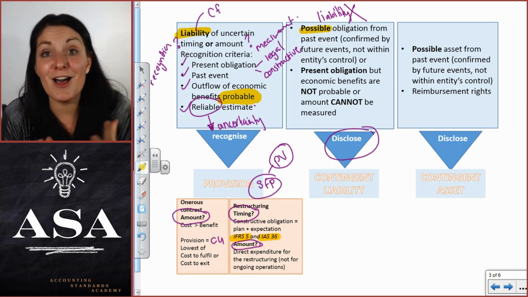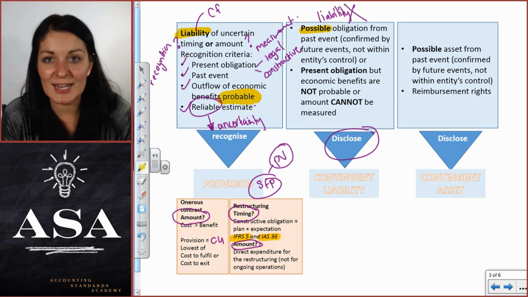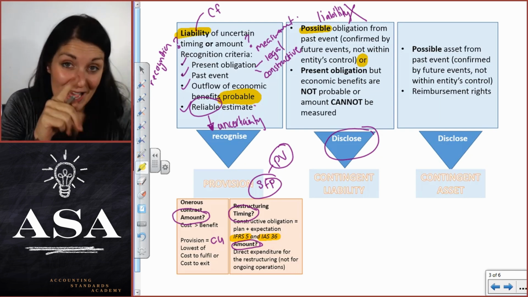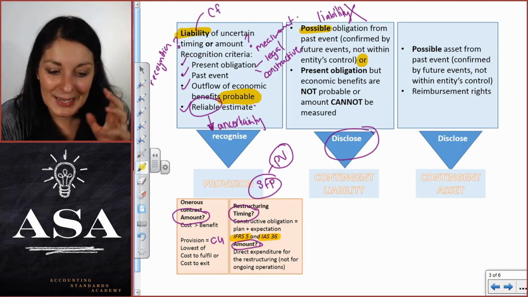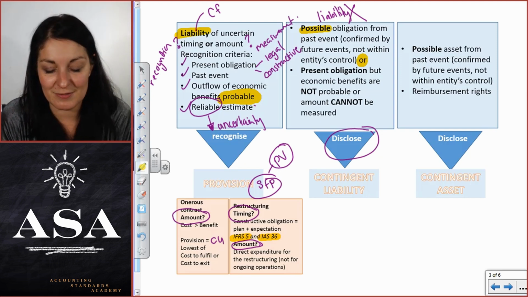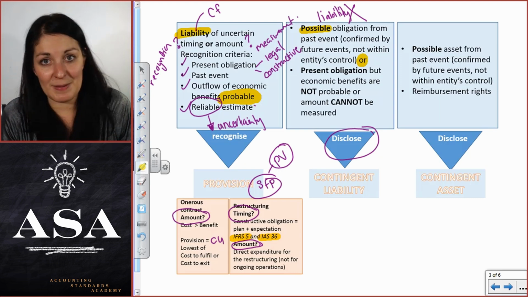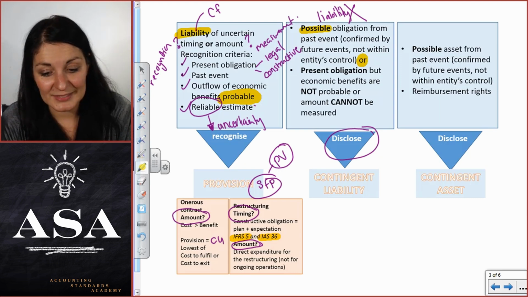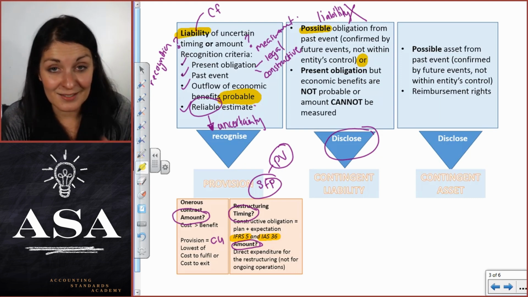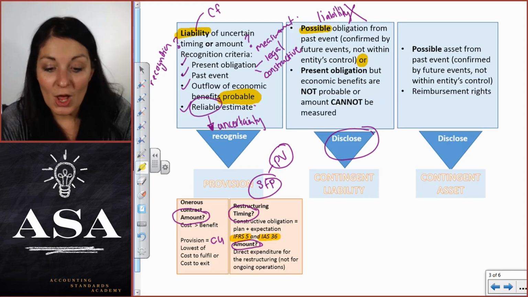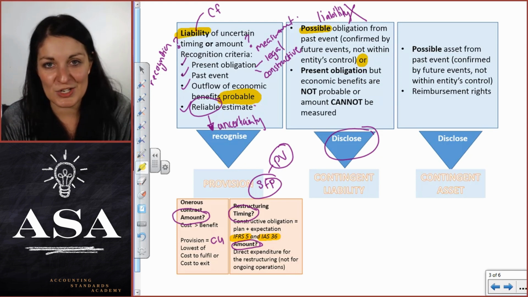So we don't have a present obligation. So already no liability here. Or we could have a liability here. But the problem is with the rest of the definition, to say, well, the transfer of economic benefits is not probable. So again, it falls out of the definition of a liability. Or the amount cannot be determined.